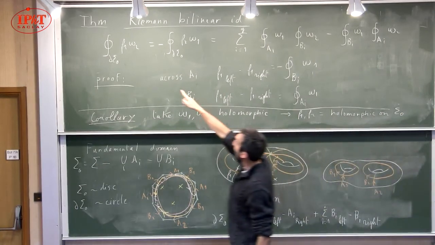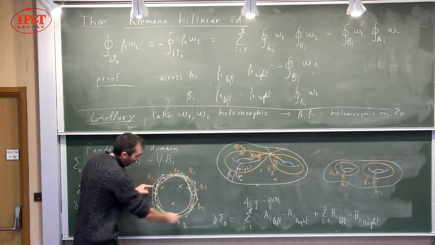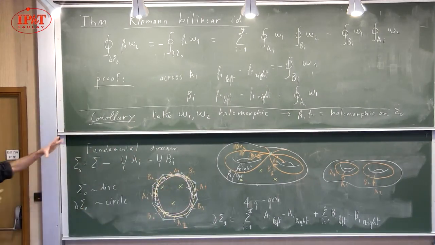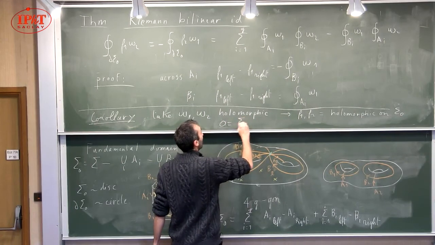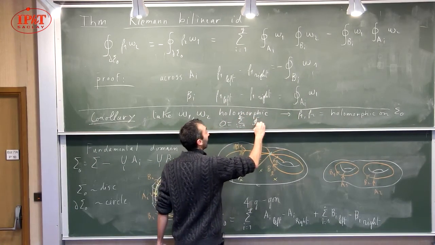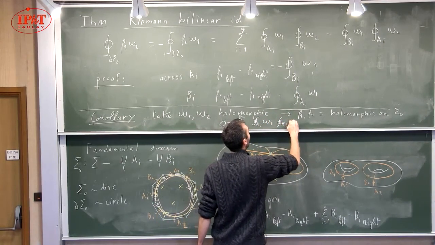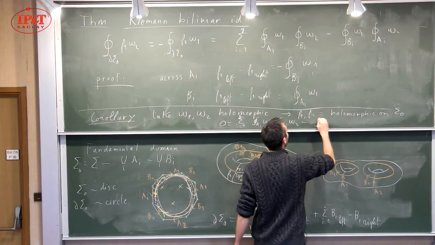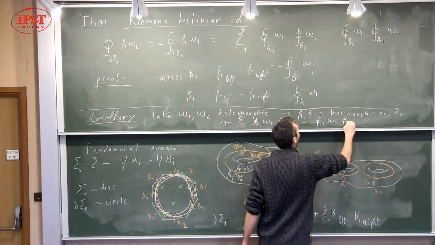And which means that this integral here on the boundary can be contracted to 0. So the left-hand side was 0. Which means that 0 equals the sum over i equals 1 to g of the integral over a_i of omega 1 times the integral over b_i of omega 2, minus the integral over b_i of omega 1 times the integral over a_i of omega 2.